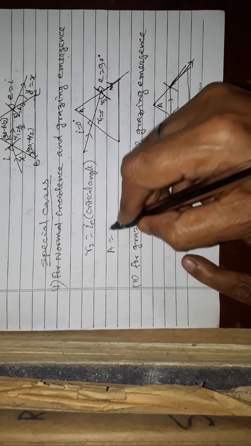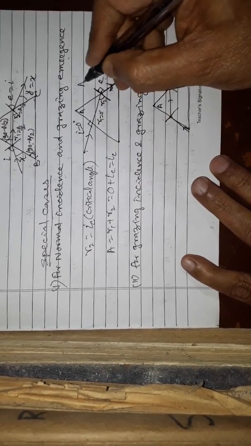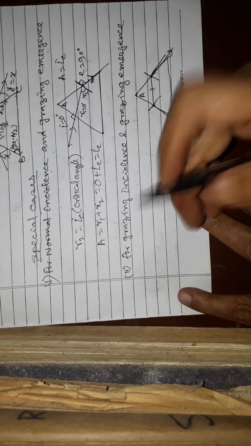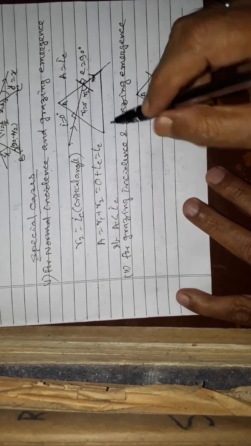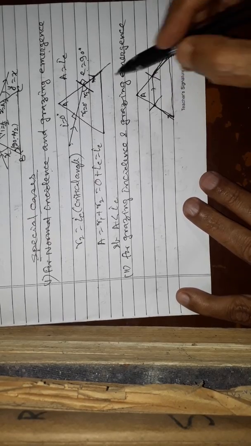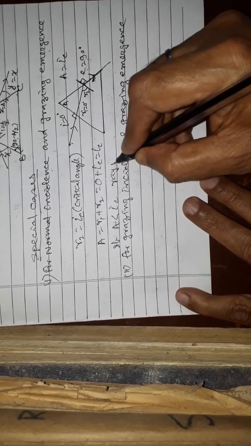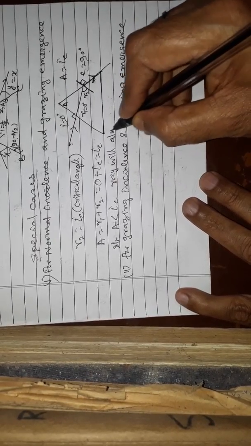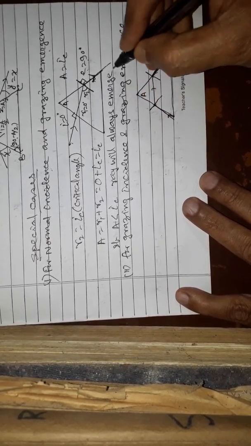Now this A is R1 plus R2, so 0 plus IC, that is equal to IC. So this A will be equal to the critical angle, then this condition will be satisfied. So if A is less than IC, then whatever the angle of incidence is, it will never suffer total internal reflection. The ray will always emerge out. It will not suffer total internal reflection.